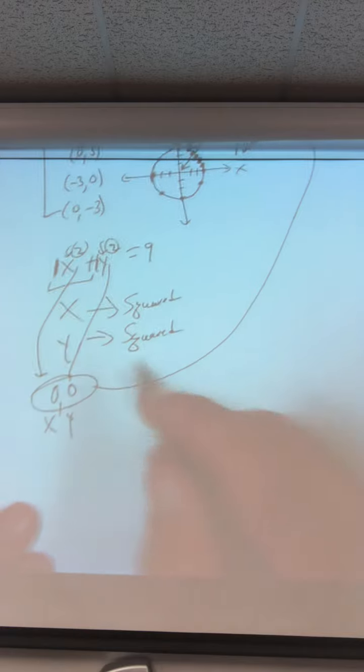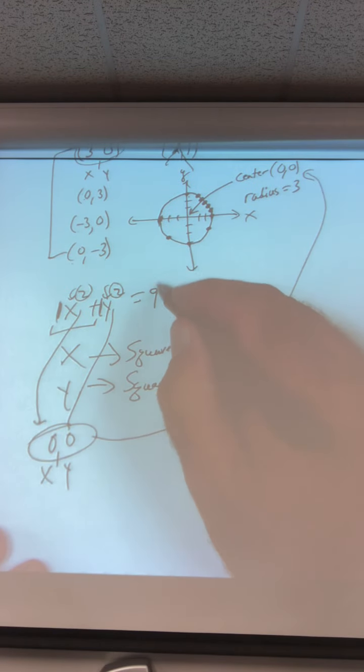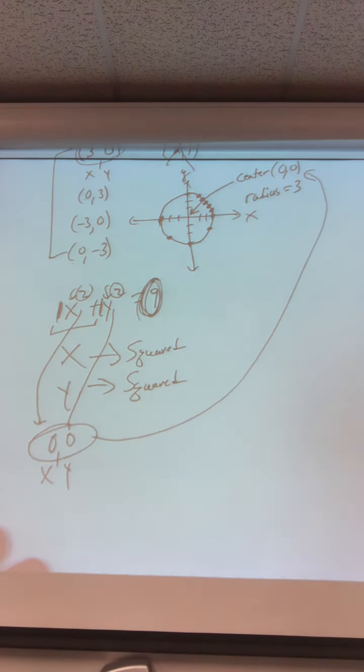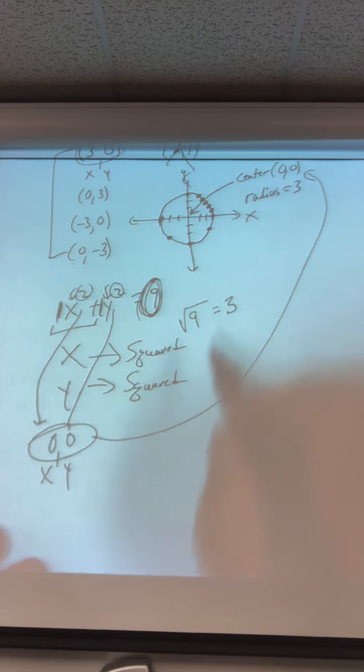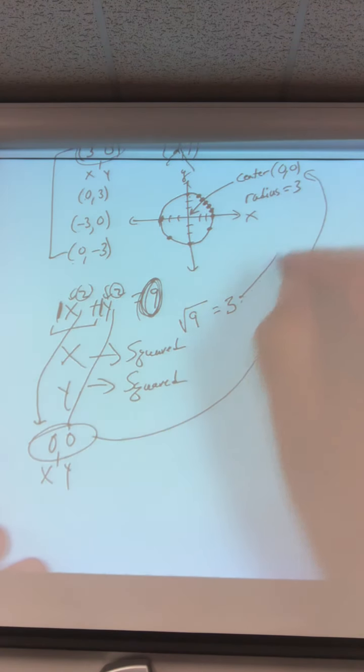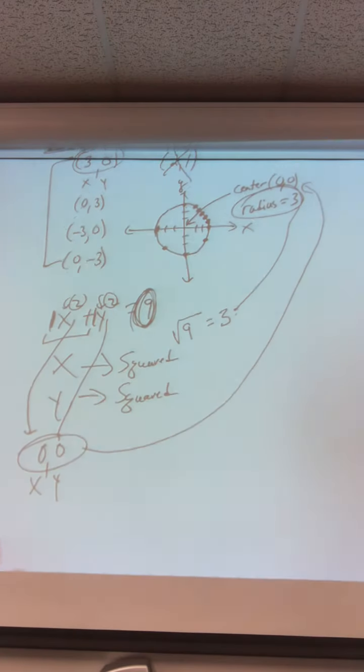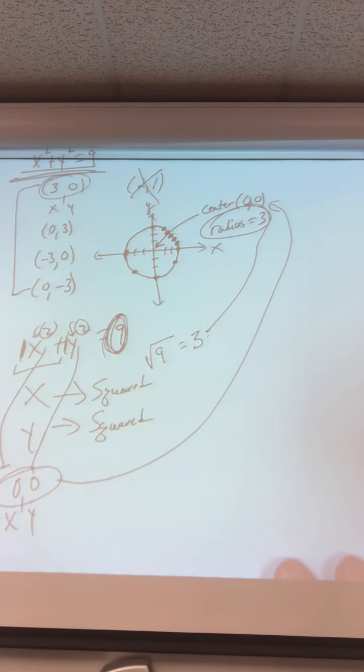Now, next question right here. Look at this number over here. 9. If you get the square root of that number, what do you get? 3. 3 was your actual what? Was your radius. I'm headed somewhere with this, and I'm almost there. Just bear with me just a little bit longer.